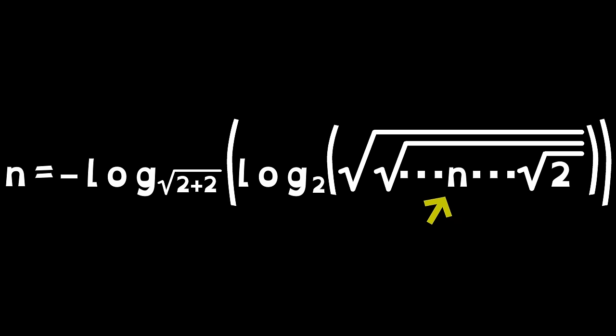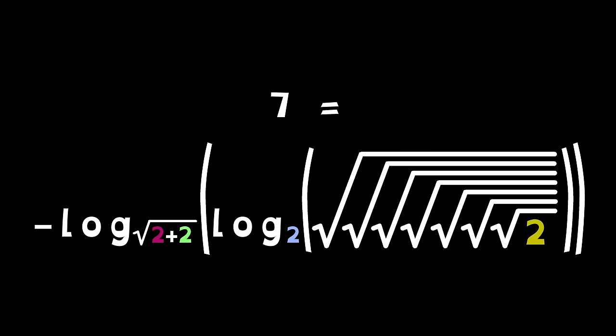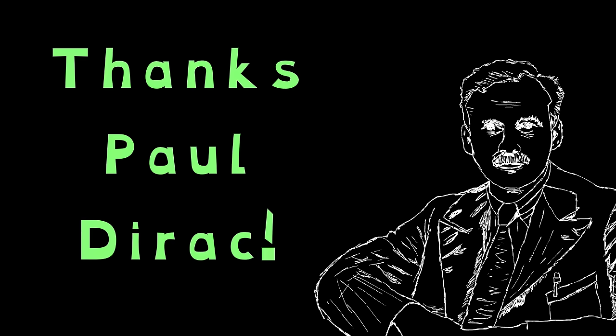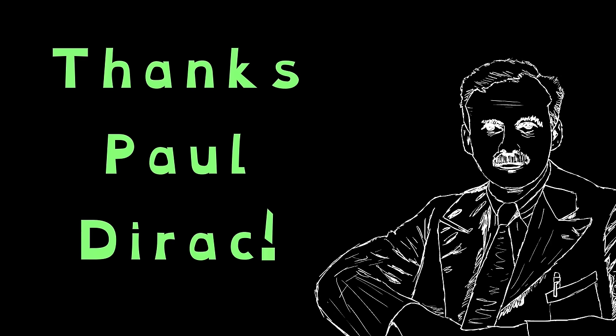Also, the n doesn't actually appear anywhere. It just counts the number of repeated square roots. For example, we can write that pesky 7 as... So thanks, Paul Dirac. You couldn't have just let me have my whimsy, could you?